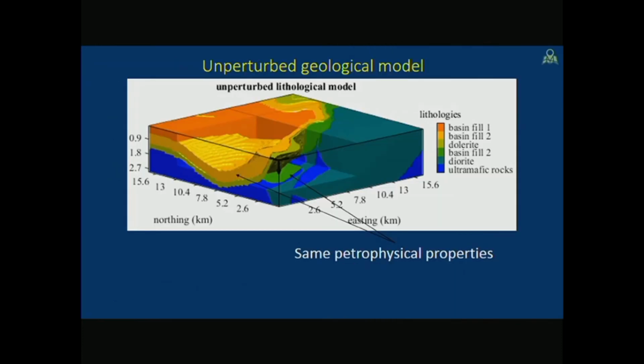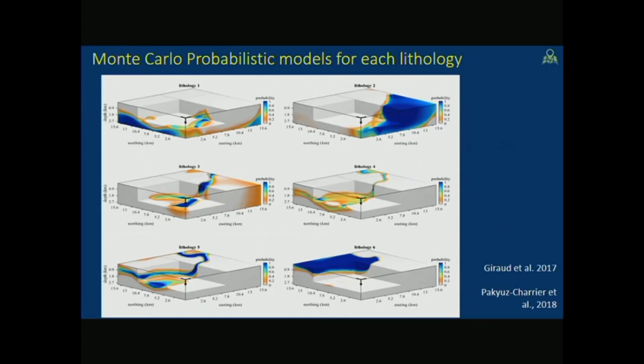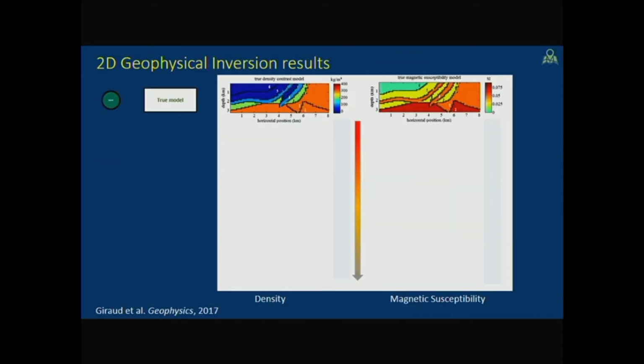The work that Jeremy's been doing, Jeremy Giraud and Evren Paquet-Charrier from UWA, feeds into those sorts of questions, because it's looking at how we can build geological models which have an inherent uncertainty. So that's a geological model of Mansfield in Victoria. This is the uncertainty for lots of different lithological units. And this is what Jeremy did.